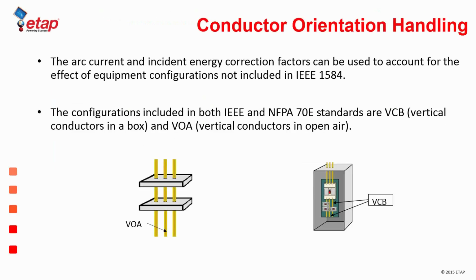So just a little bit of background on this. The configurations that are currently included in both the IEEE and NFPA 70E standards are the vertical conductors in a box. So just like the illustration that we have here, we have the vertical conductors in open air on the left-hand side, and then we also have the vertical conductors in a box. I'm sorry, the open air is on the left, and the in a box is on the right-hand side. So here's the vertical conductors in open air on the left. On the right-hand side is the vertical conductors in a box.